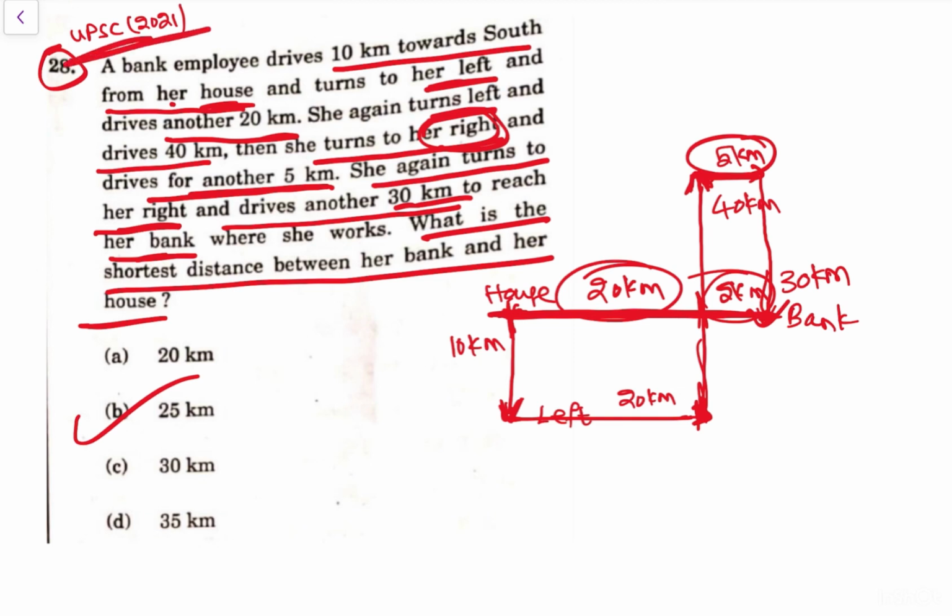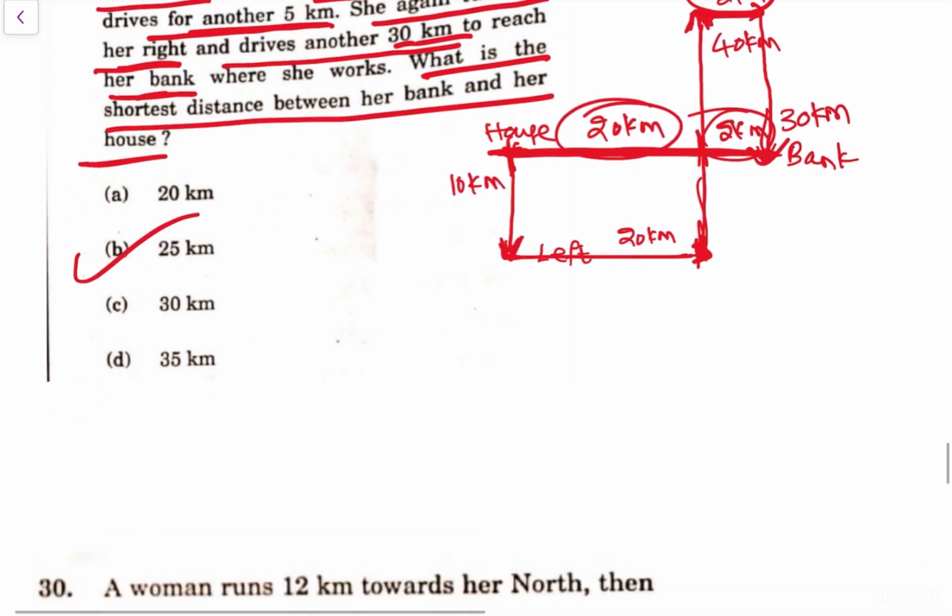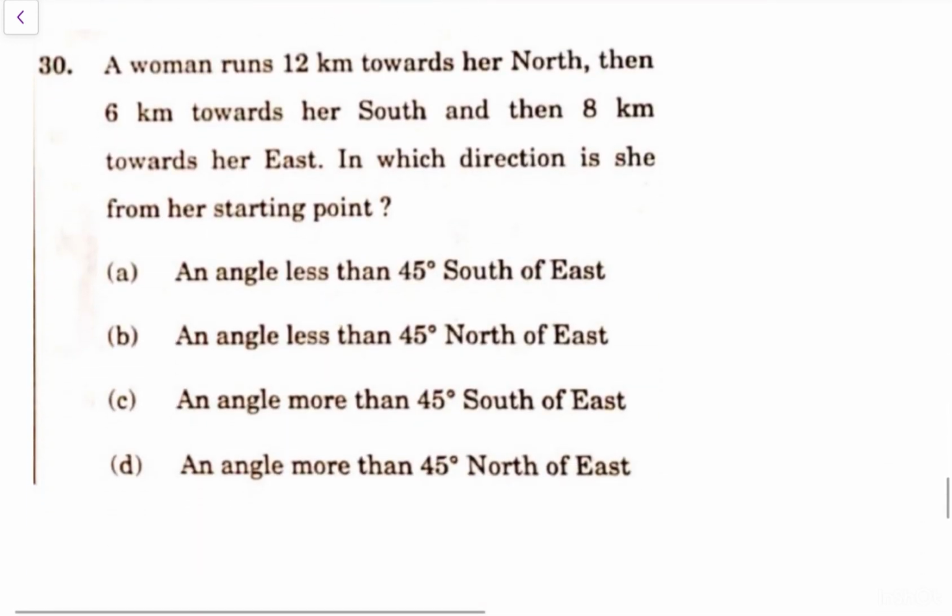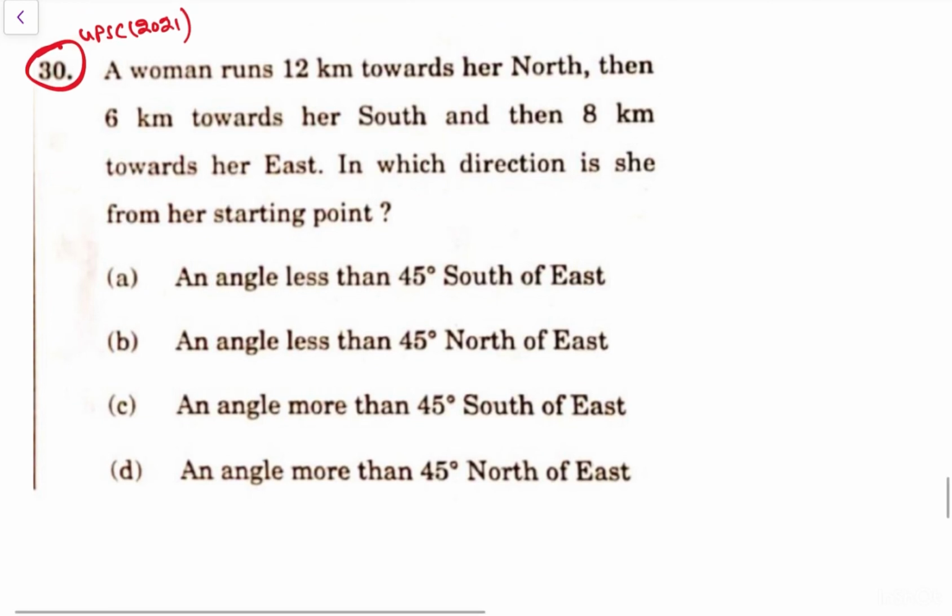Easy questions like this are asked from the direction topic. You just need to know left and right, where things are, and use the right angle triangle, and they ask a few angles and so on. And see, the next question was again asked in UPSC 2021. This is a bit of a tricky question, easy, but you need to apply your mind.